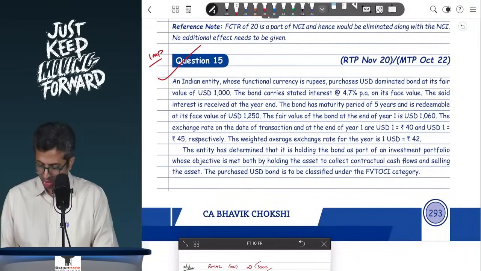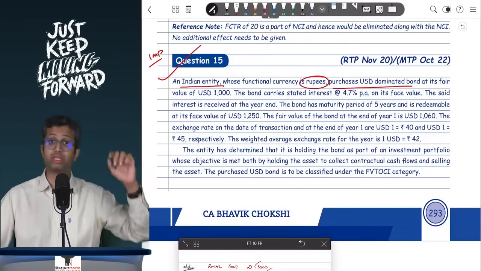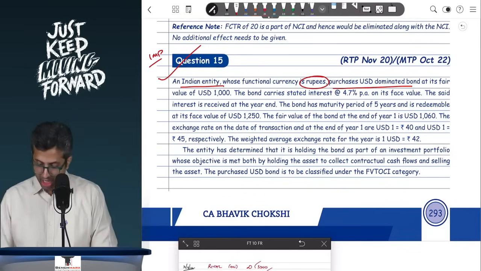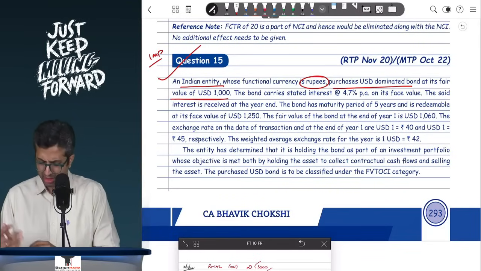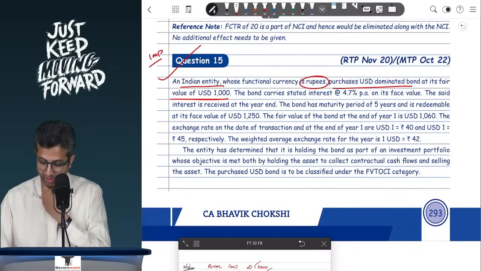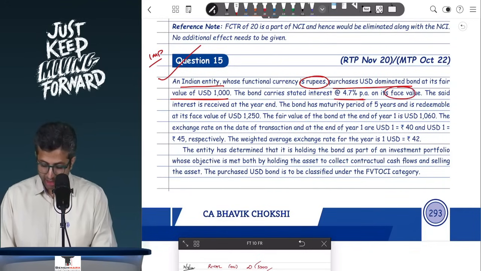So over here, question 15, an Indian entity whose functional currency is a rupee purchases a USD denominated bond. Now I'm purchasing a bond. In question number 7, I was issuing a bond at its fair value of 1,000. So my entry would have been investment account debit to bank. It is at fair value. The bond carries interest at 4.7% of its face value, and the interest is received at the year end. The bond has a maturity of 5 years and is redeemable at its face value of 1250.